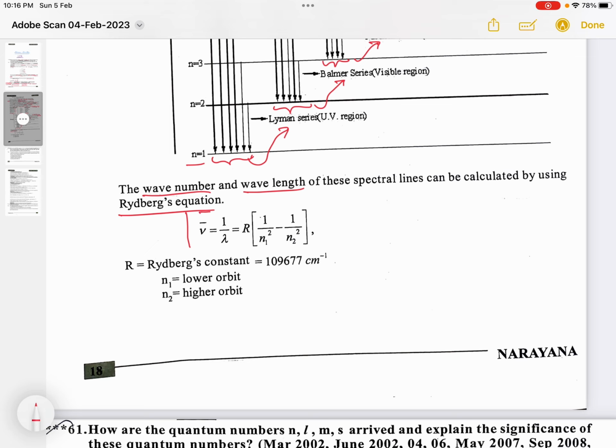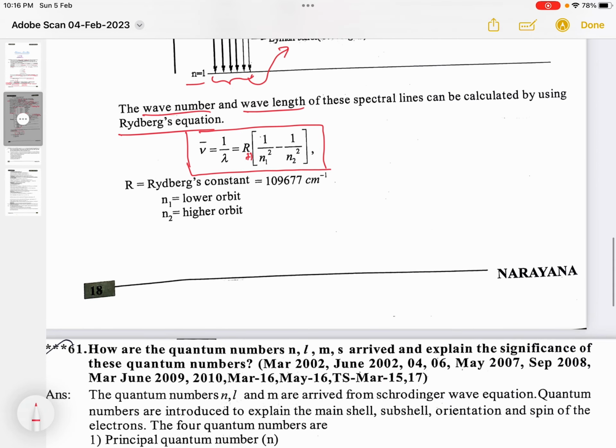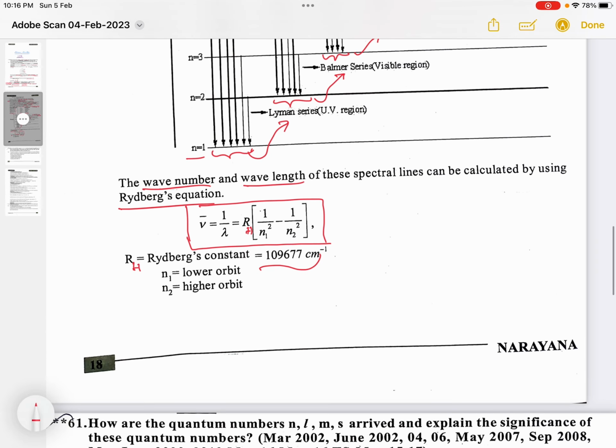So here Rydberg's equation is given, that is nu bar is equals to 1 by lambda, which is equals to RH into Z square. Also you can write 1 by n1 square minus 1 by n2 square, where R is nothing but Rydberg's constant. RH, whose value is 109677 centimeter inverse. So here n1 is nothing but lower orbit, n2 is higher orbit. So this is about the first LAQ in atomic structure.